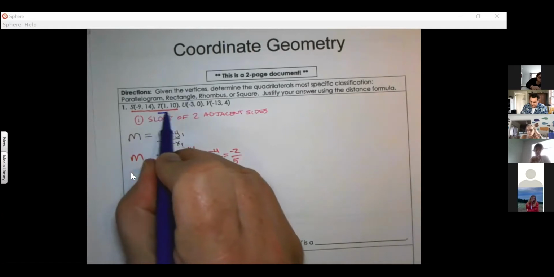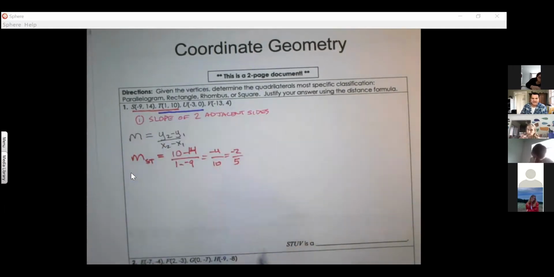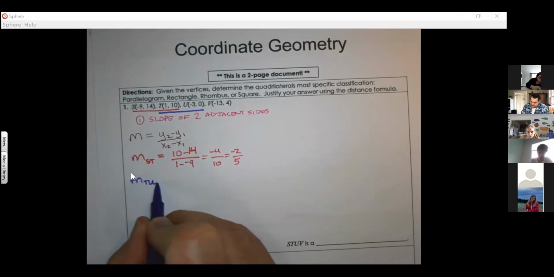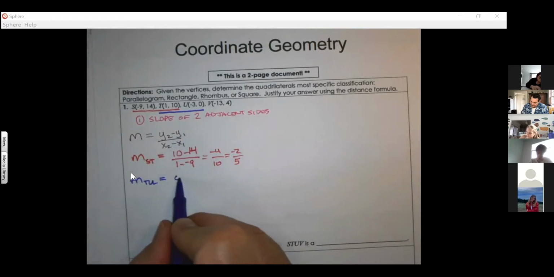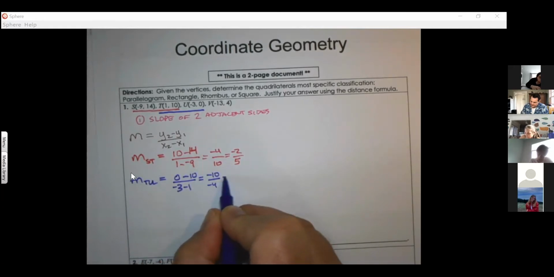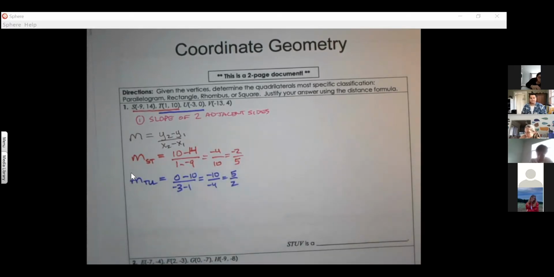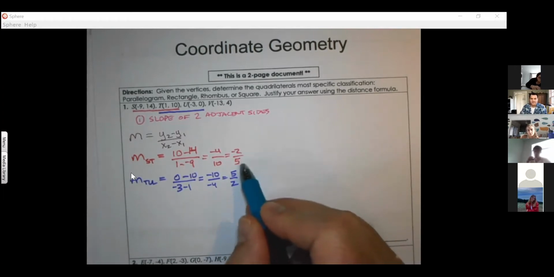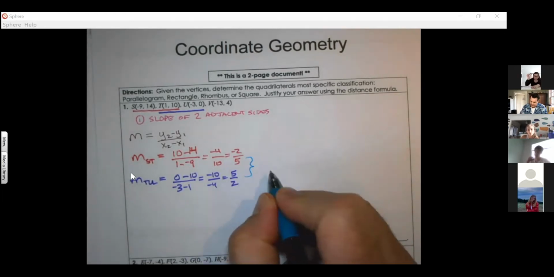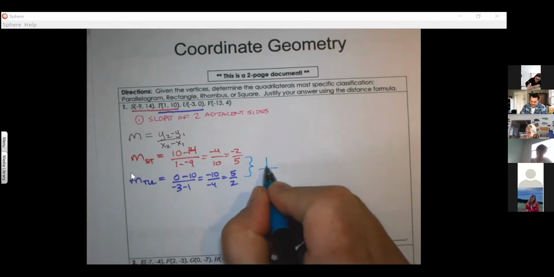So let's choose TU. We could have also chosen SV. But I'm going to take TU and find the slope of that. So 0 minus 10 over -3 minus 1 is -10 over -4, which is 5/2. Does that do anything for us? What's true about these two slopes? They're negative reciprocals. Therefore, we can say that the sides are perpendicular.